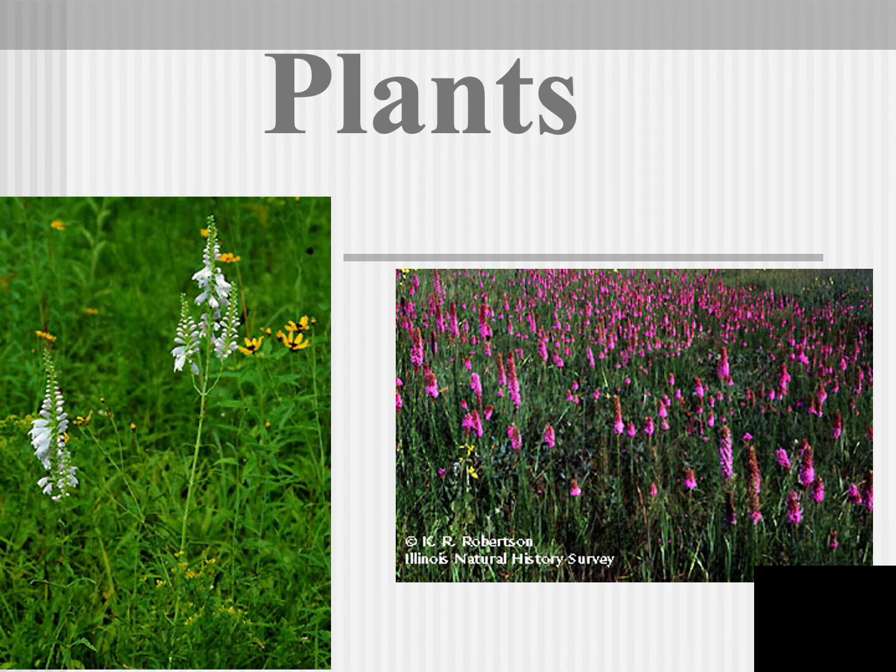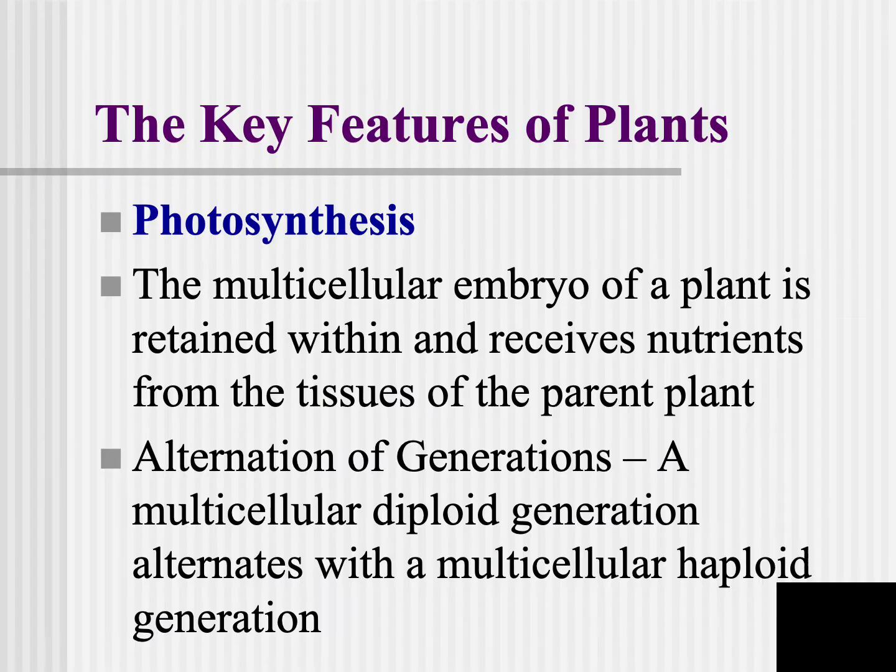This is a brief overview of plants. Some of the key features that plants have are that they undergo photosynthesis, take light energy from the sun, and convert that light energy along with water and carbon dioxide into carbohydrates and other foods, as well as oxygen.